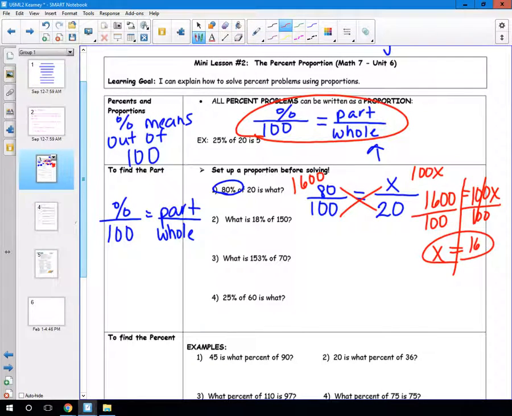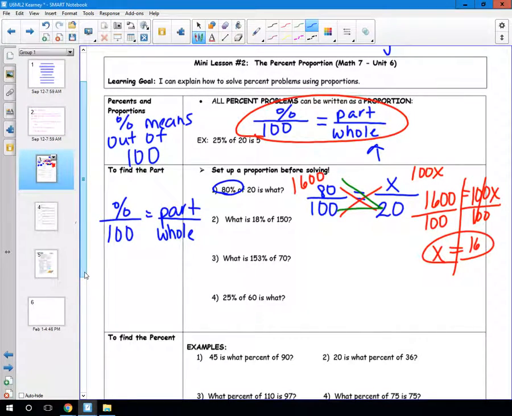Okay? But in case you like the shorter method, don't forget you can just multiply 80 times 20 and then divide by 100. And for these problems, guys, you can use a calculator. Percent problems are on the calculator active part of your test. Okay? So let's just do one more.